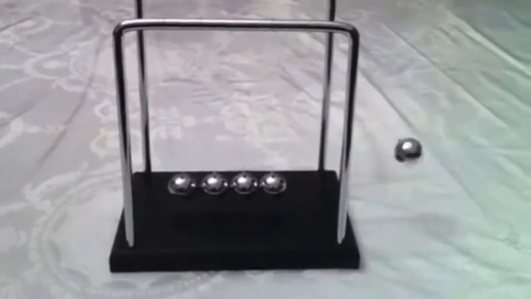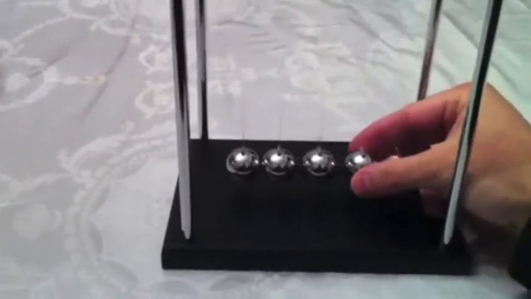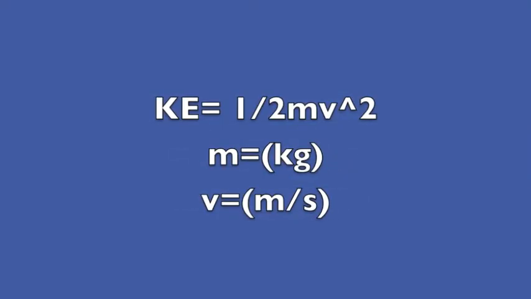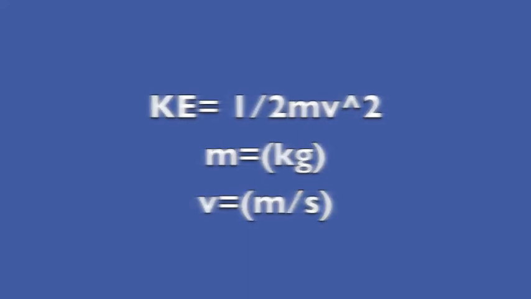Kinetic energy is dealing with the velocity or speed, and as an object gains speed, it gains kinetic energy. It is represented with the following equation: 1/2 mv squared. m stands for the mass of the object, and v for the velocity of the object.